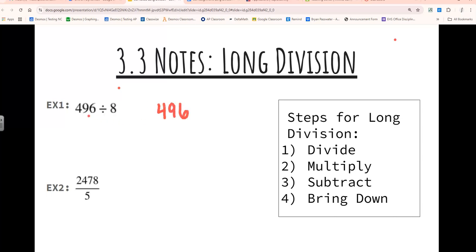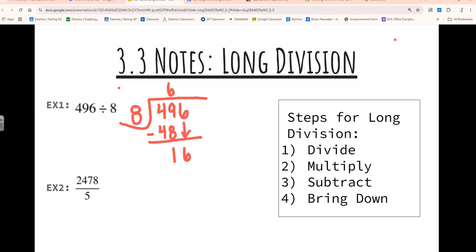Whenever we're doing long division, the first number goes on the inside, the second number goes on the outside. All right, so we are thinking, how many times does 8 go into 4? It won't, right? So then we have to think, how many times does 8 go into 49? That'll be 6, all right? So 6 times 8 will give us 48, and then we'll subtract. So we are dividing, we are multiplying to get 48, we are now subtracting, which is just going to give us 1, and then we bring down.